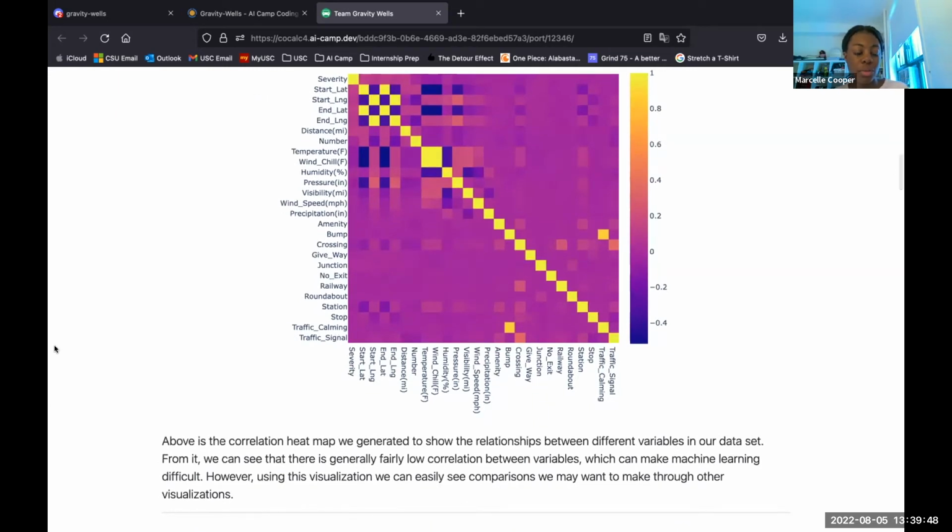Above, we have a correlation heat map that is generated to show the relationships between variables in our data set. As you can see, there's a fairly low correlation, which also made machine learning difficult. But using the visualization, we were easily able to see comparisons that would help us with this project as well.